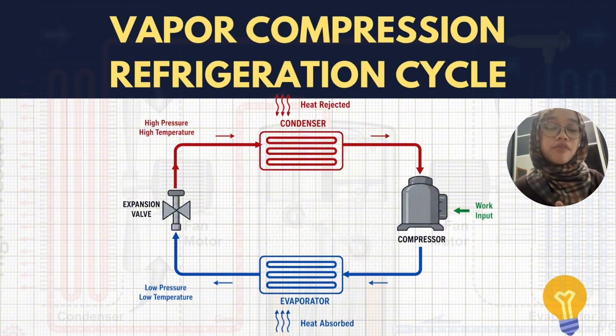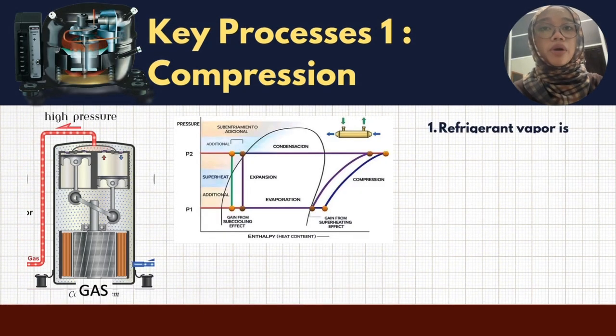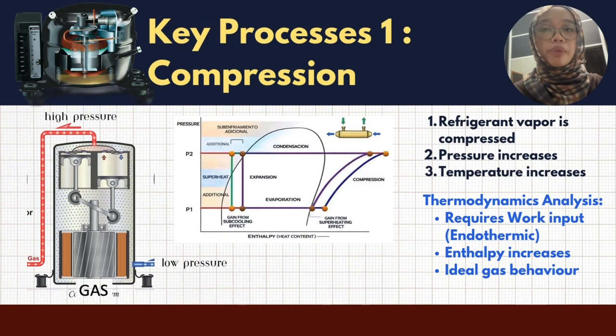So firstly, at the evaporator, the heat is absorbed from the surroundings, thus it will cool the space. And then the compressor adds work input to raise the pressure and temperature of the vapor. Next, the condenser will reject the heat to the environment, and finally, the expansion valve will reduce the pressure before the refrigerant returns to the evaporator. So I will explain the first key process, which is compression.